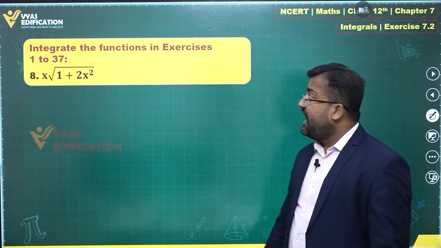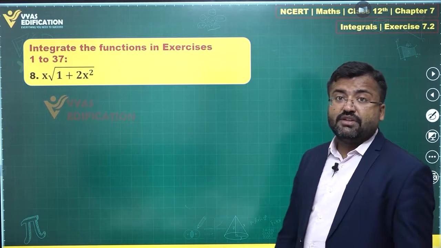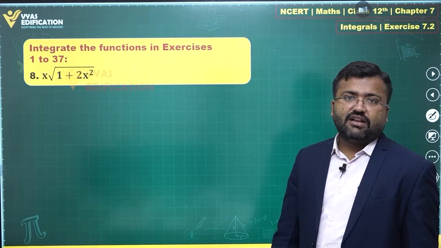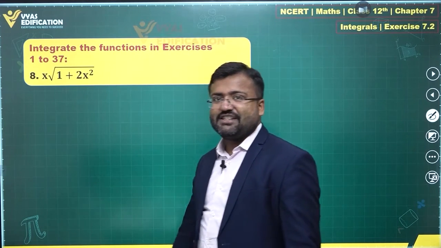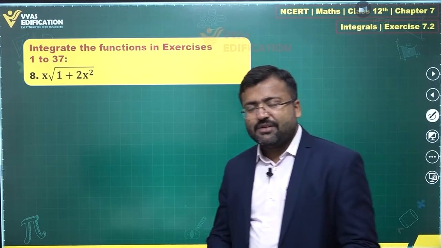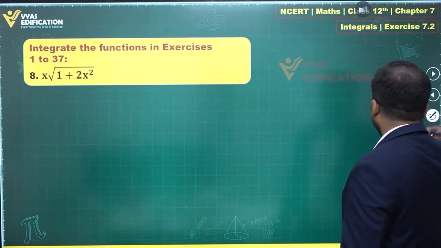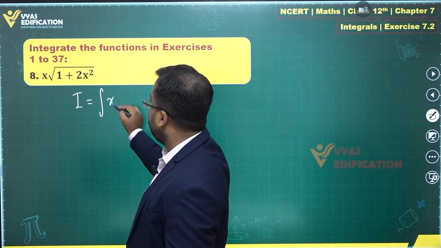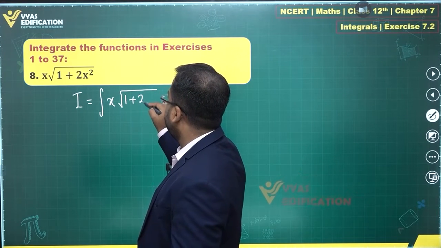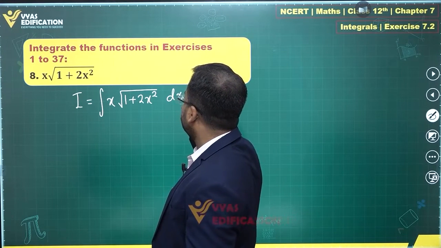In the 8th question we have, okay, under root of 1 plus 2x square. That's creating a problem, right? Okay. And there lies the key. The derivative of x square will be in terms of x, right? Constants will take care of themselves. That's not an issue. So we are looking at the integral of x under root of 1 plus 2x square with respect to x.